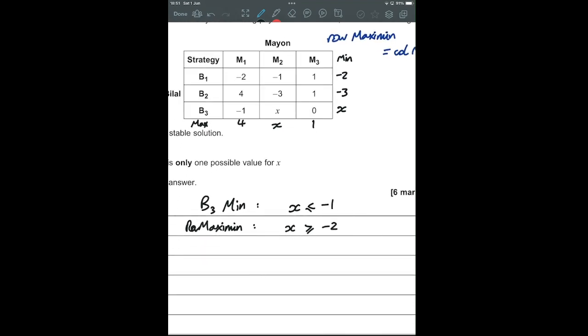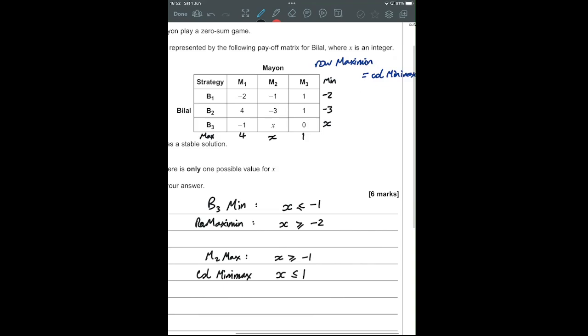From Mayon's point of view, for M2 maximum, x needs to be greater than or equal to -1. That's already put a restriction. And then the column minimax, x has to be less than or equal to 1. Now, I feel like I'm not showing this. It feels like I made some assumptions to make this work. Which feels a bit awkward.